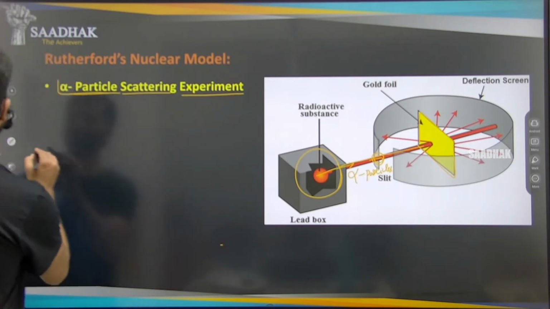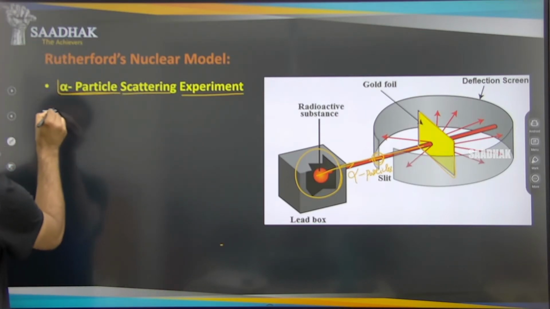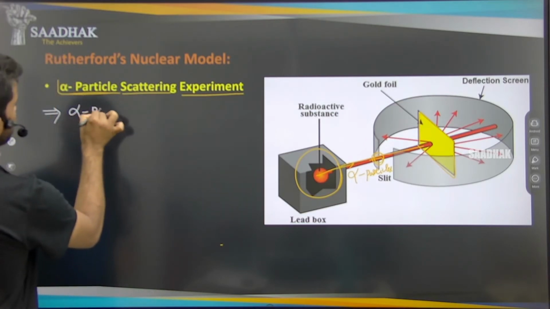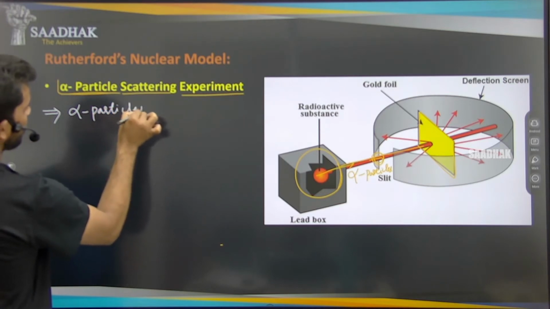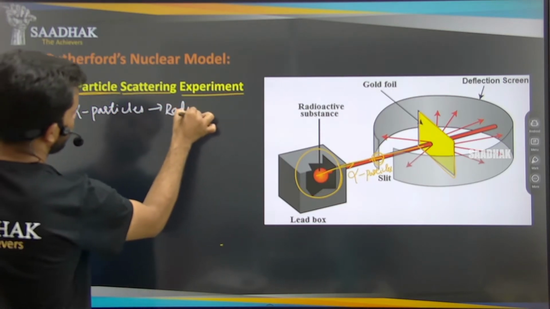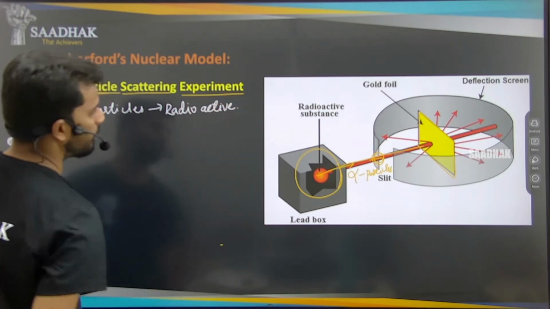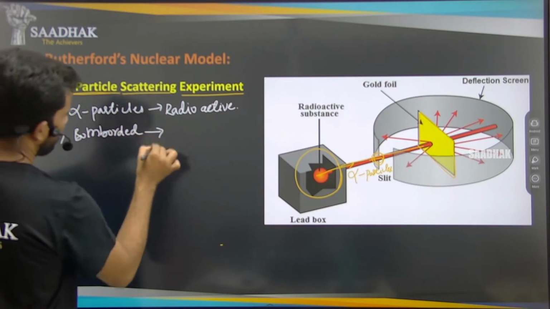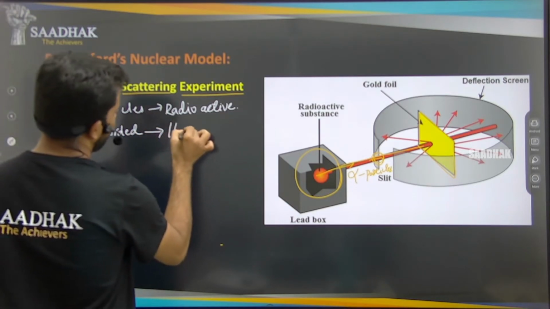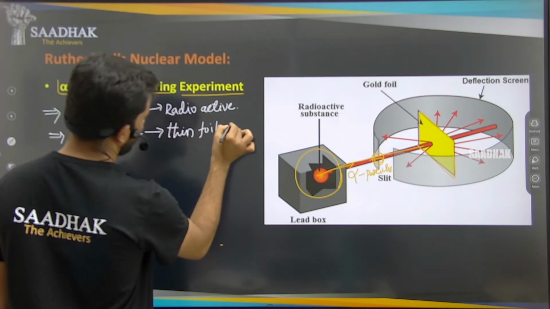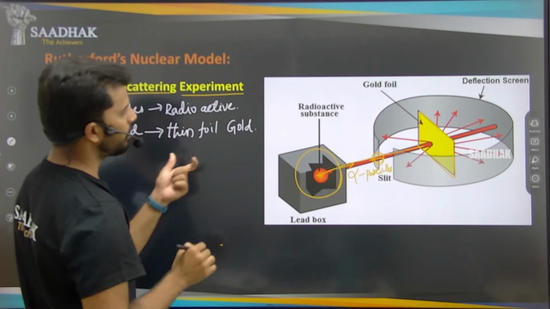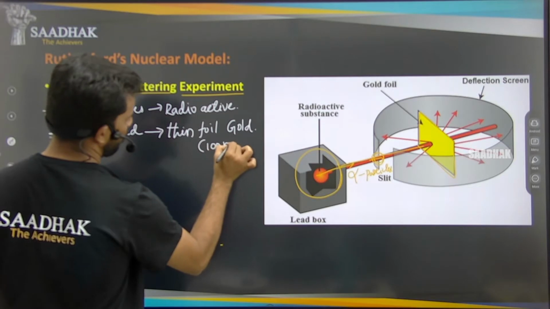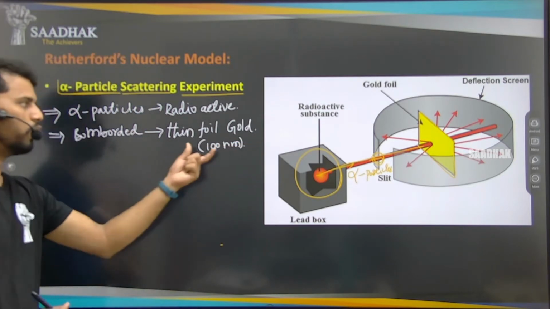So let us see that. So what is that? He said that in this experiment, if you can see that, he has taken alpha particles from a radioactive material, right? And these alpha particles got bombarded with a thin sheet or thin foil of gold, right? Thin means the thickness of that foil is around 100 nanometers, very thin gold foil.